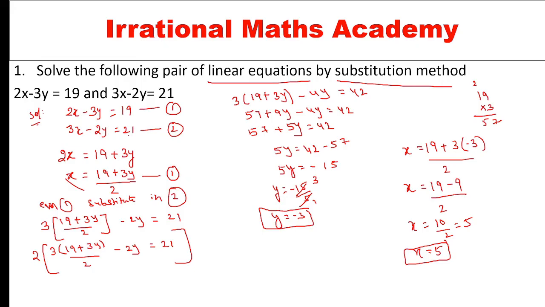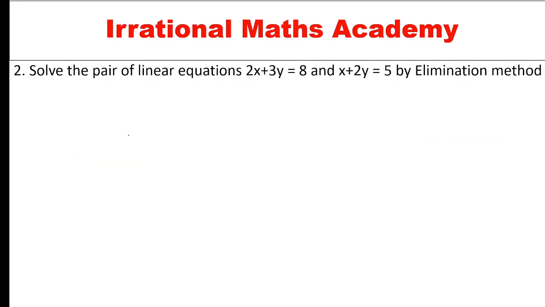Is this clear? Next. Second question: solve the pair of linear equations by elimination method. Elimination is one of the easiest methods. Same thing, let me write down the equations here. So 2x plus 3y equal to 8, and the next, x plus 2y equal to 5.